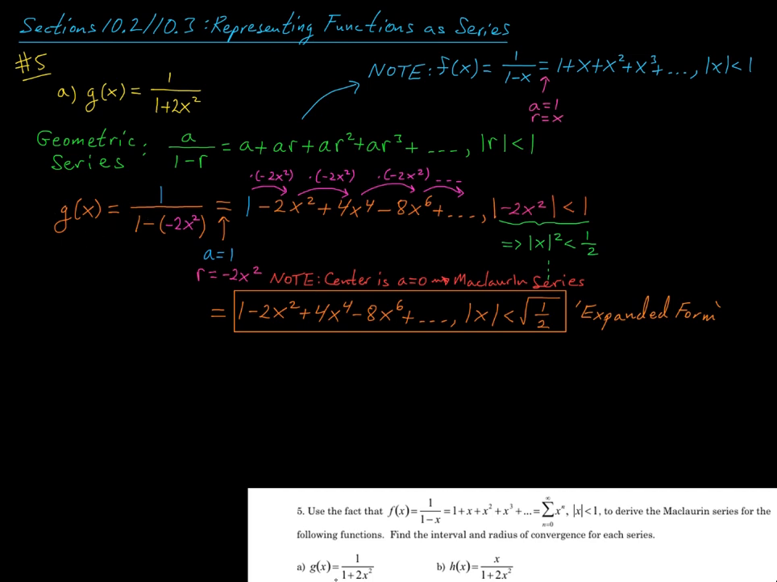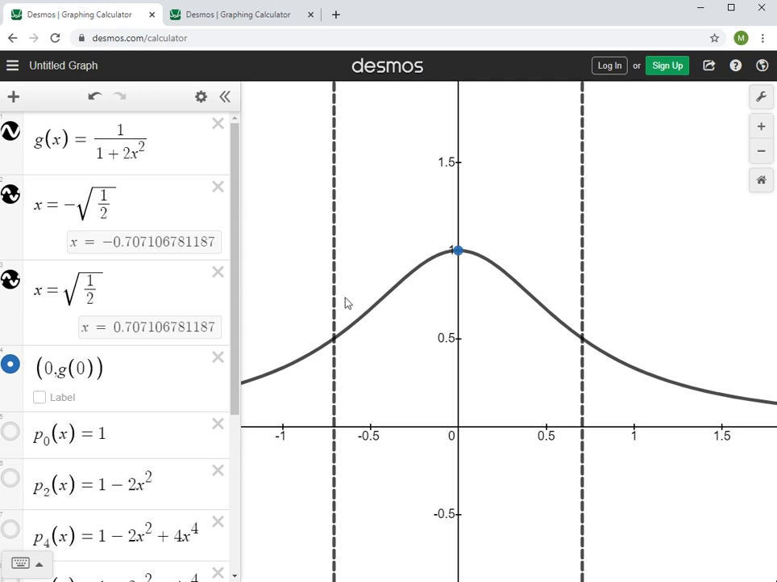All right, so now let's go ahead and look at a graph real quick to help us visualize this. Here is our g of x function. And then these dashed vertical lines, these are the bounds on x, right? Saying that x in absolute value is strictly less than the root of a half is equivalent to saying that x is strictly greater than negative root of a half and strictly less than positive root of a half.